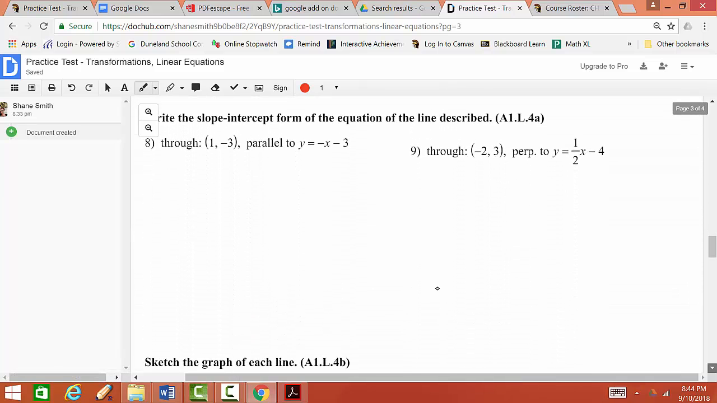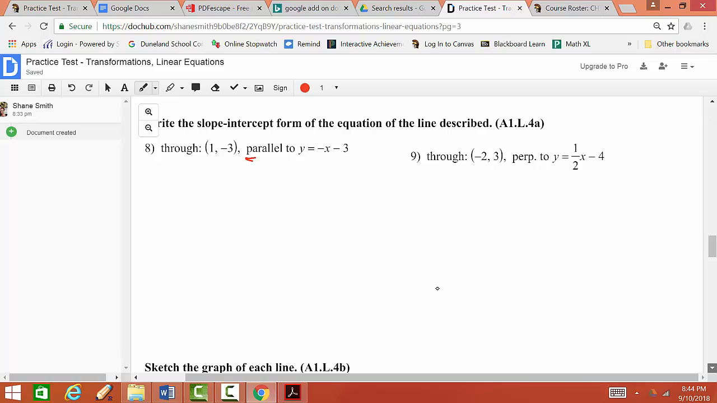8 and 9 is very similar, except now they give us a line. So we have parallel lines. Remember, parallel lines have the same slope. So the slope of this line is -1, right? Meaning the slope of the line we're going to find is -1 because parallel lines have the same slope.